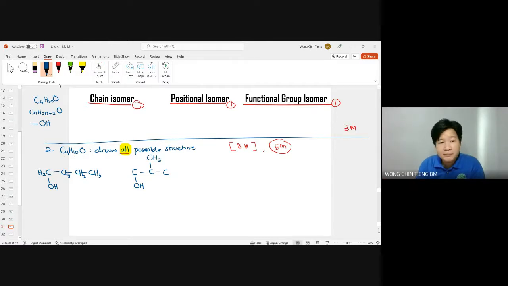Carbon number 1. How many hydrogen left? 2. Carbon number 2, how many hydrogen left? 1. Thank you, honey. You finally find the mic. Carbon number 3.